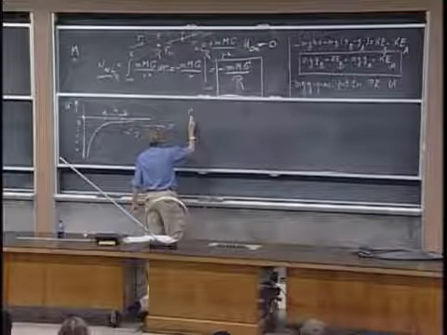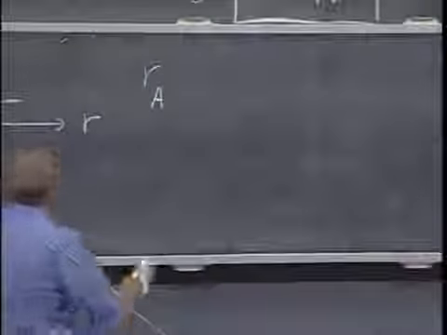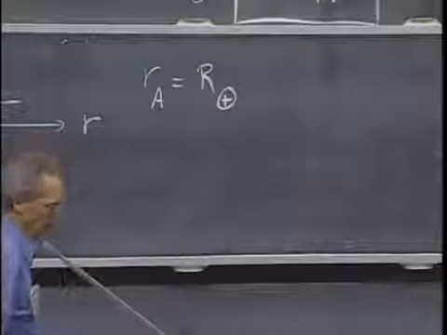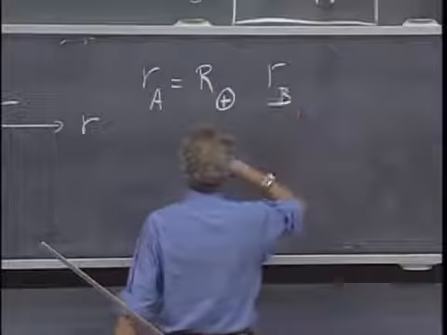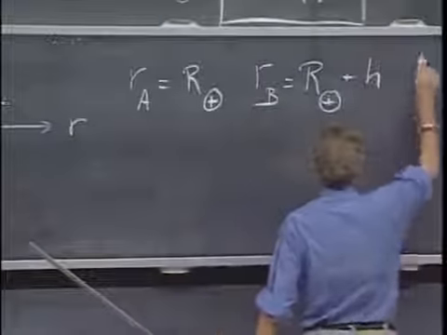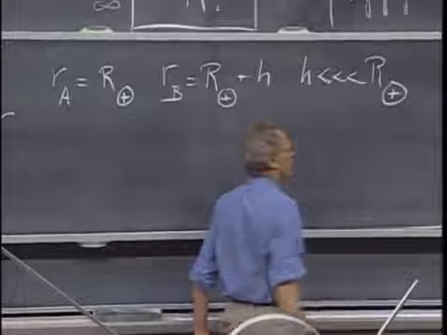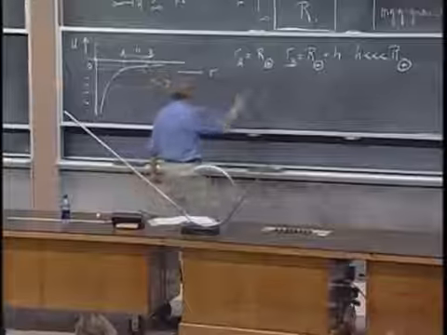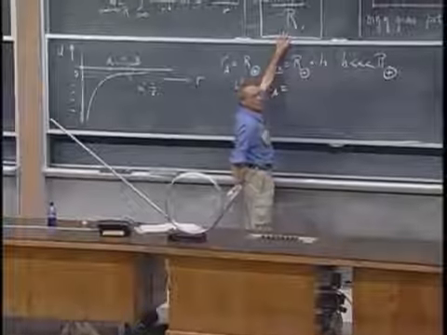Take a point A in space, which is at a distance r of A from the center of the Earth. I start at the surface of the Earth itself, so the radius is the radius of the Earth. And I go to point B, which is a little bit further away from the center of the Earth, only a distance h. And h is way, way, way smaller than the radius of the Earth. So I can calculate now what the difference in potential energy is between point B and point A. And I should use this equation.